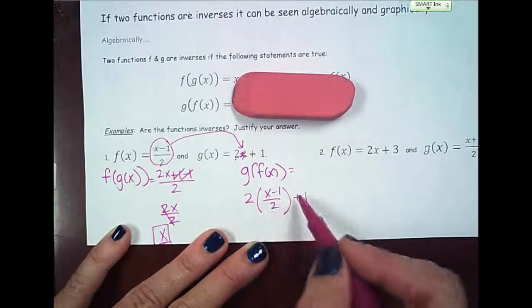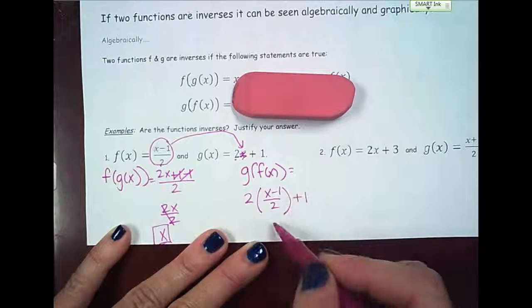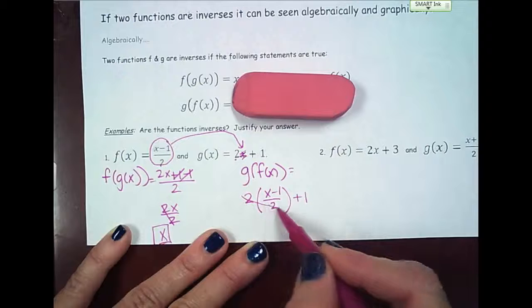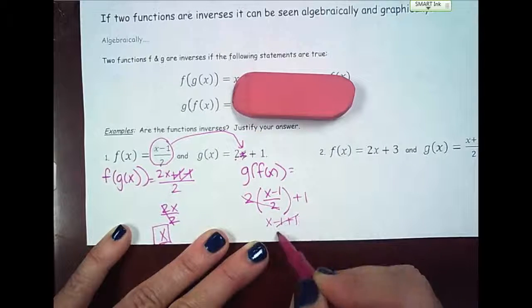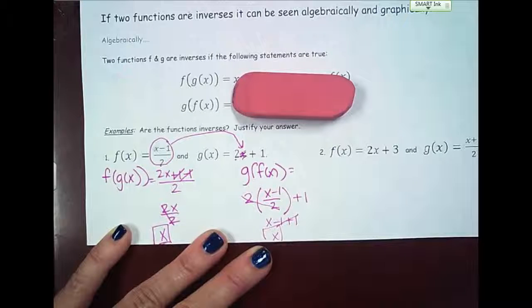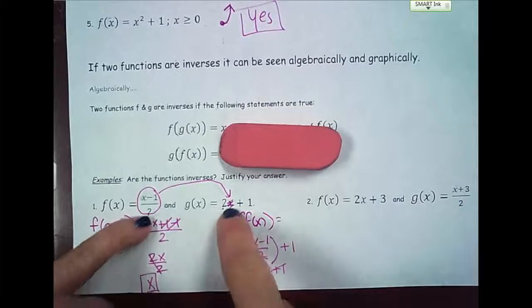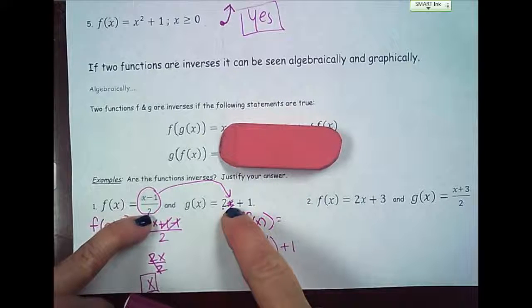What happens here? We're going to take care of this giant mess here. What happens to these 2's? Good. They cross out. So now you have x minus 1 plus 1. These cancel and you end up with x, which is what we were hoping. Right? We plugged each other in. We undid everything. Everything canceled. And now I know, guys, that f and g are actually inverses of one another.